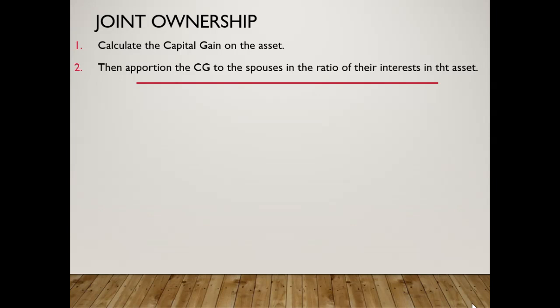The procedure is we calculate the capital gains on the asset the normal way, then we apportion the capital gain to the spouses in the ratio of their interest in that asset. Normally for a marriage it will be 50-50, but sometimes it might be a partnership that is selling an asset. If I am partnering with Romeo, and I have 95% and Romeo has 5%, we share in that ratio. That is what you do for assets that are jointly owned.